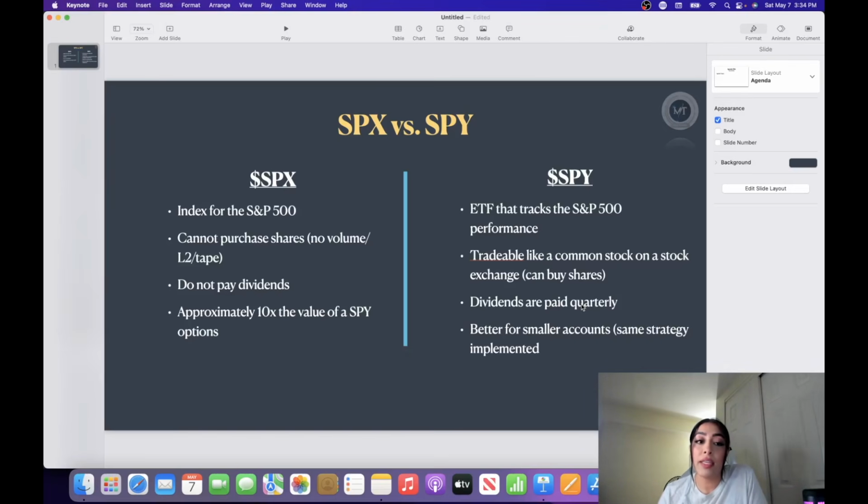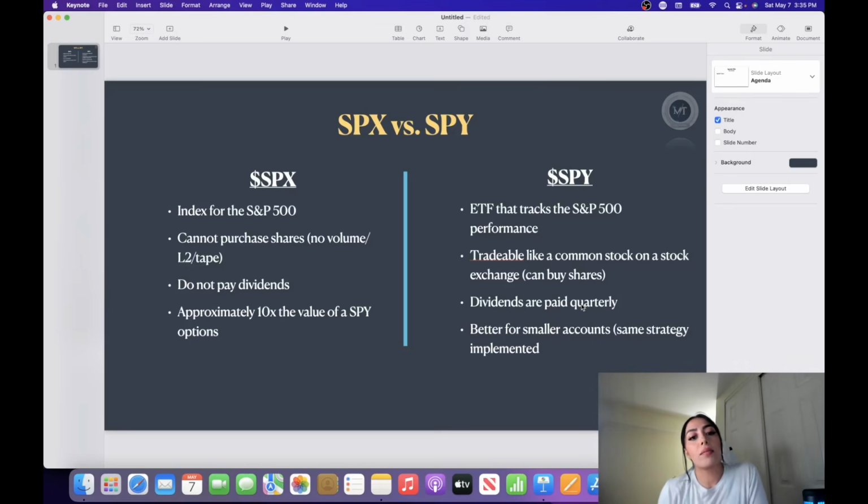SPX does not pay dividends. SPY pays dividends quarterly. SPY is tradable like common stock. You can trade shares on it. You can buy shares, short it, whatever you want to do. You can trade it just like any other stock that you want. There are shares, there is volume. You can see level 2 and time and sales on SPY versus on SPX.